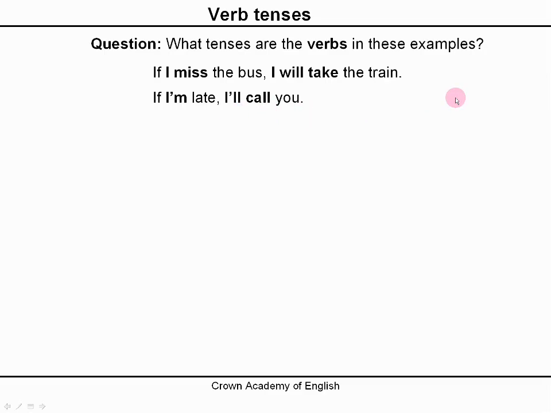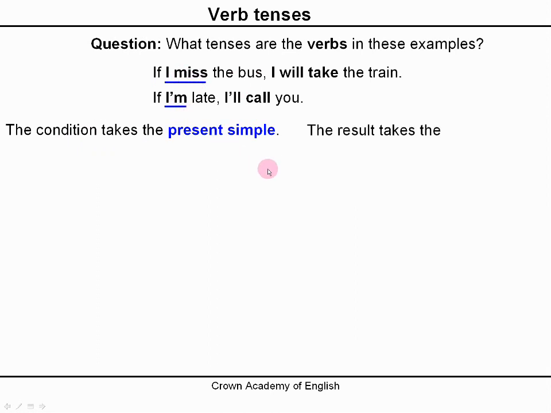So have a think. Well, the answer is, the condition takes the present simple. So this part, before the comma, this is the present simple. And the result is the future simple. I will take. I'll call. It's the future simple. So this is the most common structure of verb tenses for the first conditional.